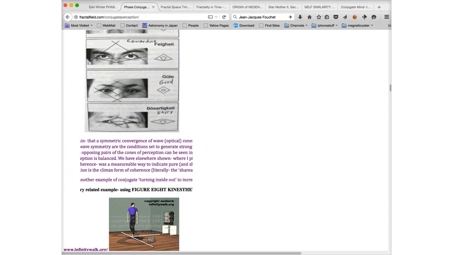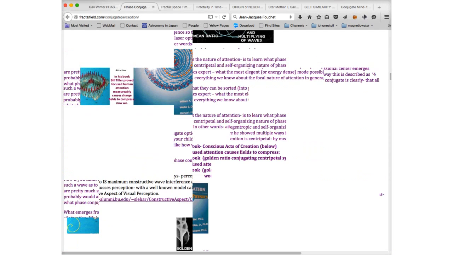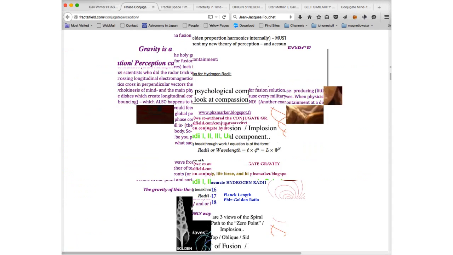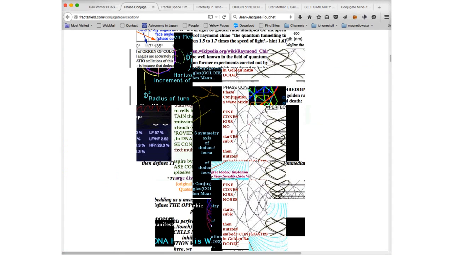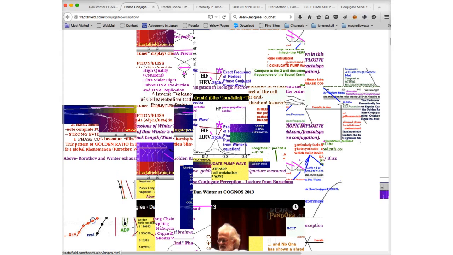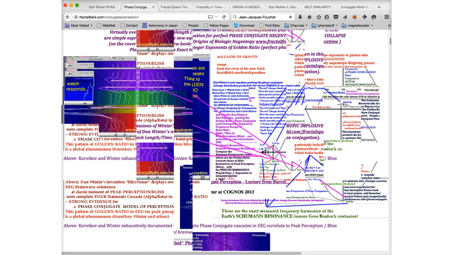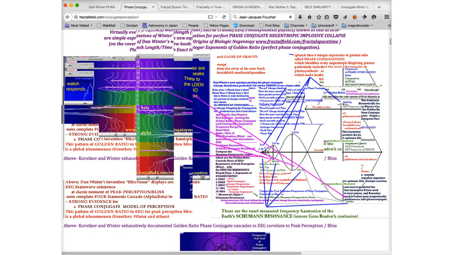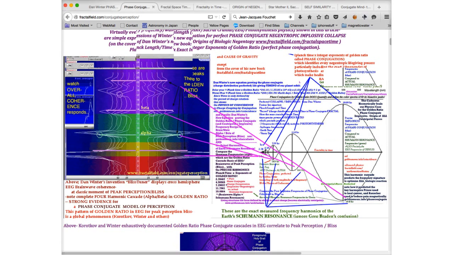So here we are back again at this article called fractalfield.com/conjugate perception. And we got a little sidetracked on the physics of phase conjugation as a cause of color, which I get all excited about. But here we are back on the key slide, which is showing up slowly on your screen. Nature of perception.